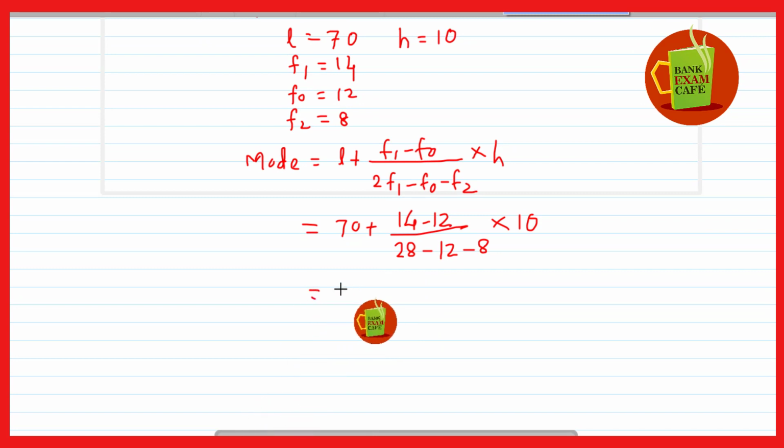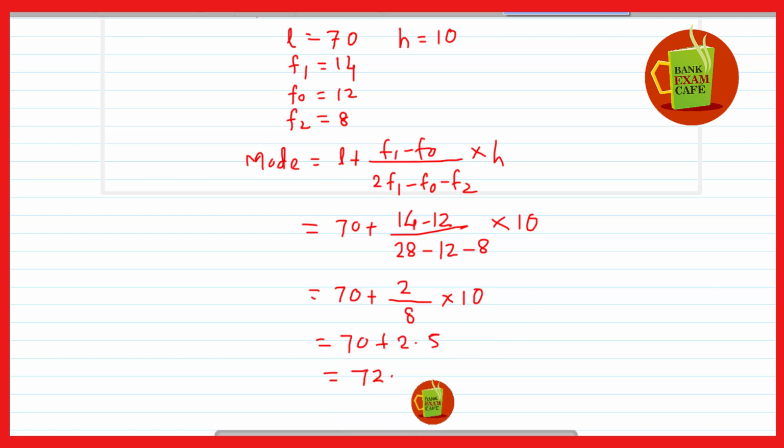So it is equal to 70 plus 14 minus 12, that is 2, upon, if you solve the denominator, 8, multiplied by 10. If you solve this, you get 70 plus 2.5, and therefore the mode is equal to 72.5. Of course, this is pocket money and it is given in rupees, so you will have to write the unit also, rupees 72.5. It means 72 rupees and 50 paise.